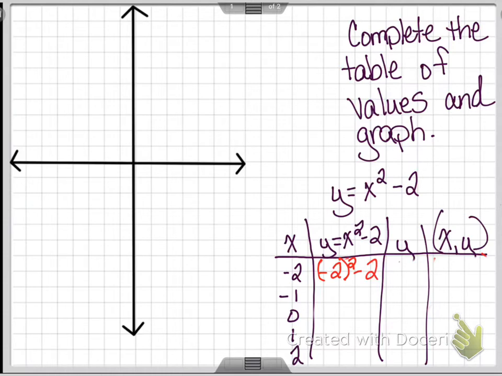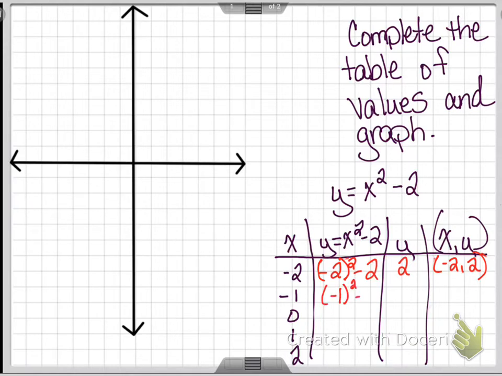Okay? The point here is that you've got to put that parentheses around the -2. Then your final step is going to be your -2. So, -2 squared is what? 4. What's 4 minus 2? 2. So my y value here is +2. That makes my ordered pair -2, 2.